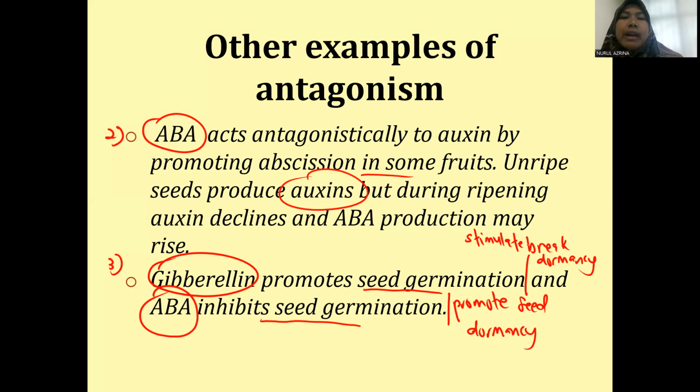So I want you to find at least another 2 examples of synergism and antagonism. All right, so we are going to discuss this in the next class.